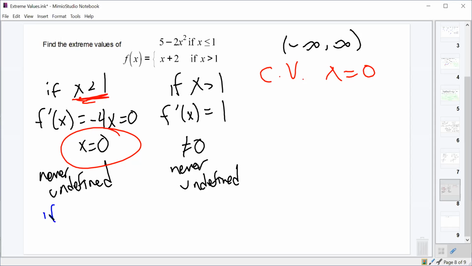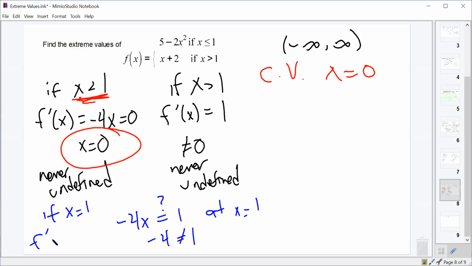Now, let's look at what happens when x equals 1. For us to have a derivative that is defined at x equals 1, the derivative from the left, or negative 4x, needs to equal the derivative from the right, or 1. Well, does that happen at x equals 1? Does negative 4 equal 1? No. So at x equals 1, f prime is undefined. And so we'll have another critical value at x equals 1. So a place where the derivative was 0 was at x equals 0, and a place where the derivative was undefined was at x equals 1. Good or no? Any issues or questions on that?